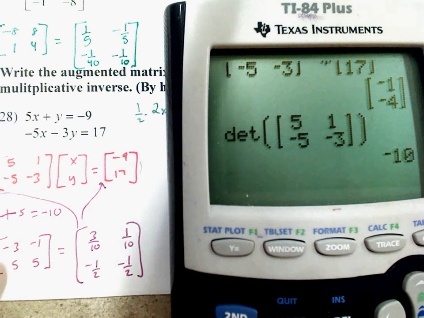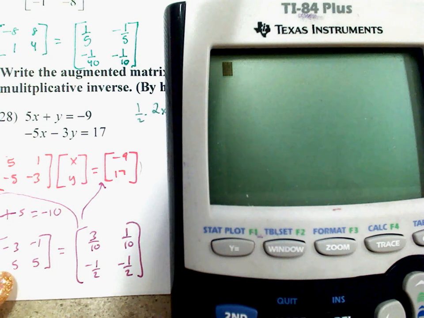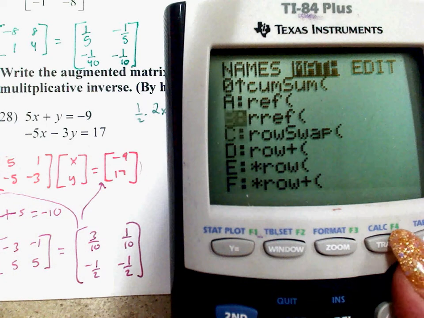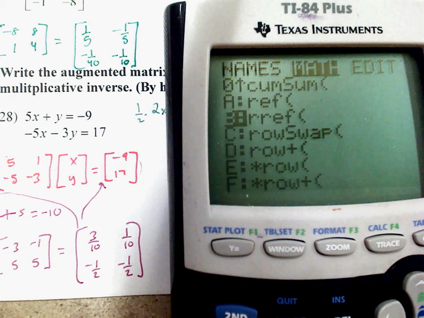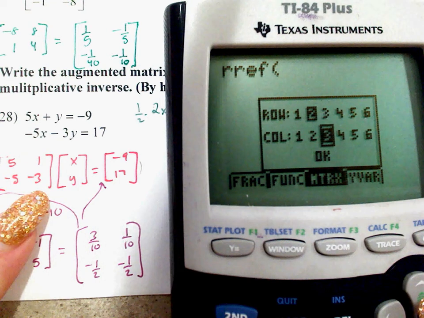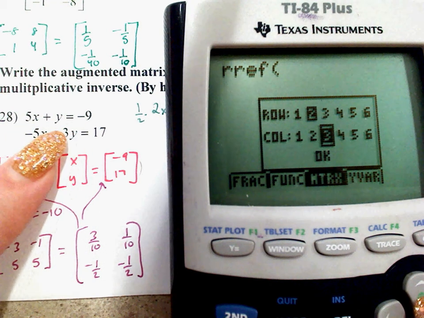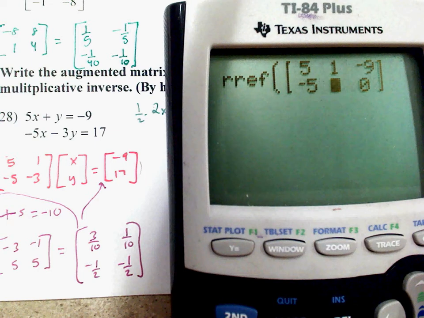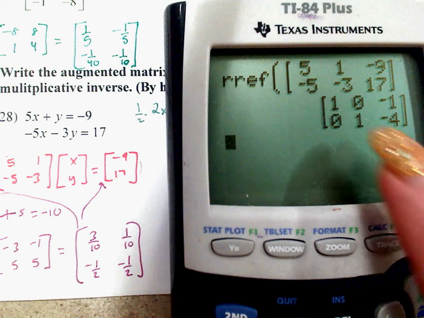Okay, so one more thing though, I could ask you to find it using RREF, and in fact, I do want you to know how to do that. So for reduced row echelon form, all you do is you go second matrix, you go over to math, and then you go up to RREF, or down, but up is a little bit faster, so press enter. And then alpha zoom, and then you type in not the 2 by 2, but the 2 by 3, the entire thing, the whole equation as a matrix, the augmented matrix. We just don't have the bar on there. So 5, 1, negative 9, negative 5, negative 3, and 17. Type it in and you get your answer: 1, 0, negative 1, 0, 1, negative 4.